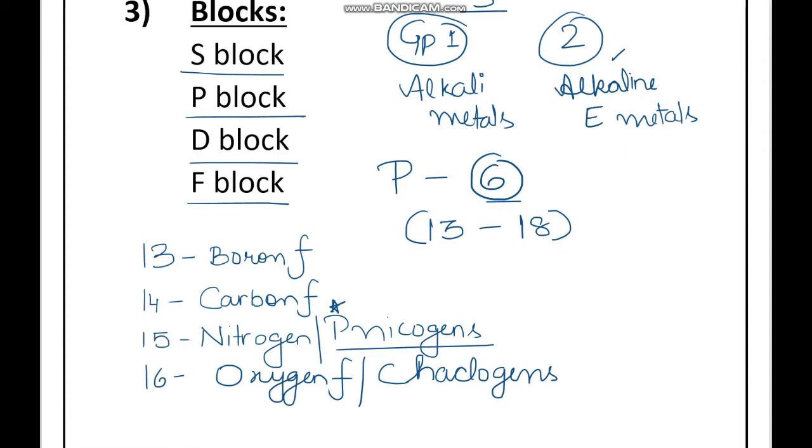Group number 2, that was also in S block, known as alkaline earth metals. Group number 13, the first member of the P block, is known as boron family. Group number 14 is known as carbon family. Group 15, nitrogen family or pnictogens. Group number 16, oxygen family or chalcogens. Group number 17 is known as halogens. The name of group number 17 is very special, that is halogens.